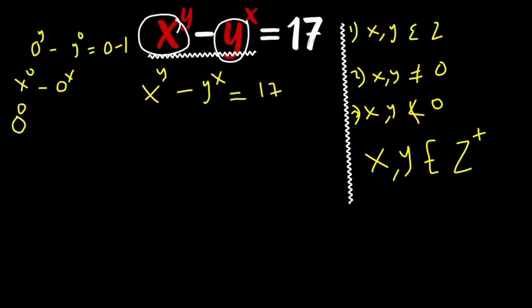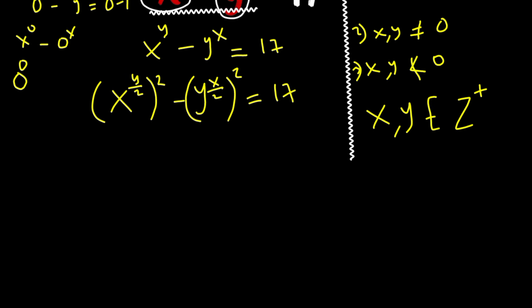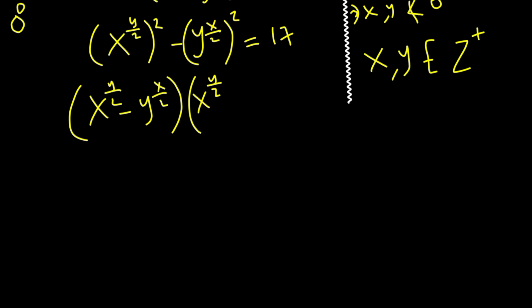Now let's solve the question with this domain in mind. We can rewrite our expression as x to the power of y over 2 all squared, minus y to the power of x over 2 all squared, and that equals 17. So notice there that we have a difference of 2 squares. Therefore, we can go ahead to factorize the expression using the difference of 2 squares.